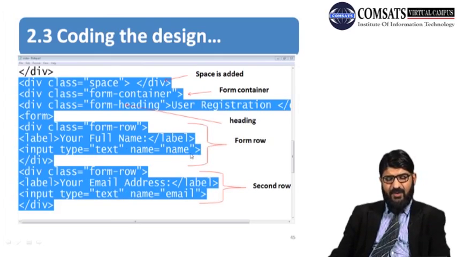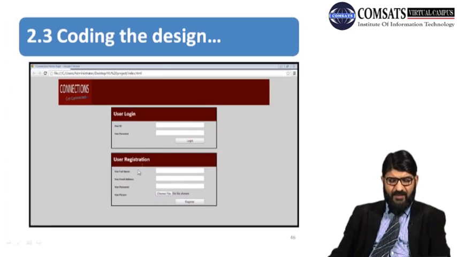So this is all about the form row, and then the second div class is started. So the label is your email address, and the input type is text and name email. So the div tag is closed. So what is the output? You are creating user registration, then your full name and your email address. So those particular fields are appearing accordingly, and you can see the relevant divs container over here.